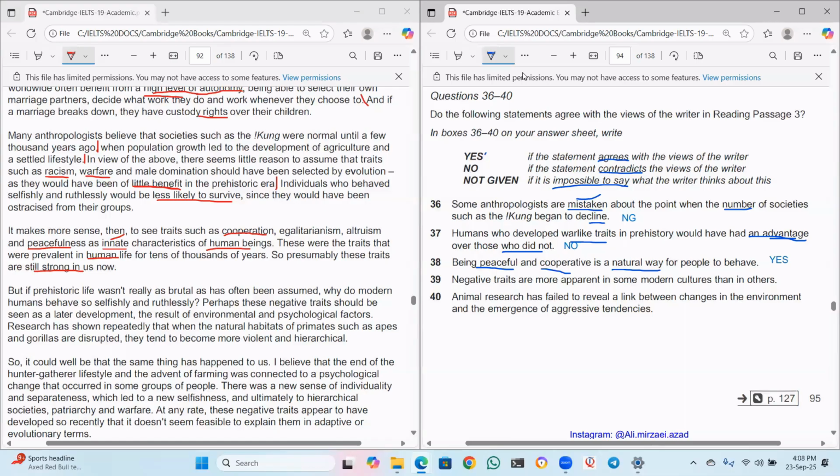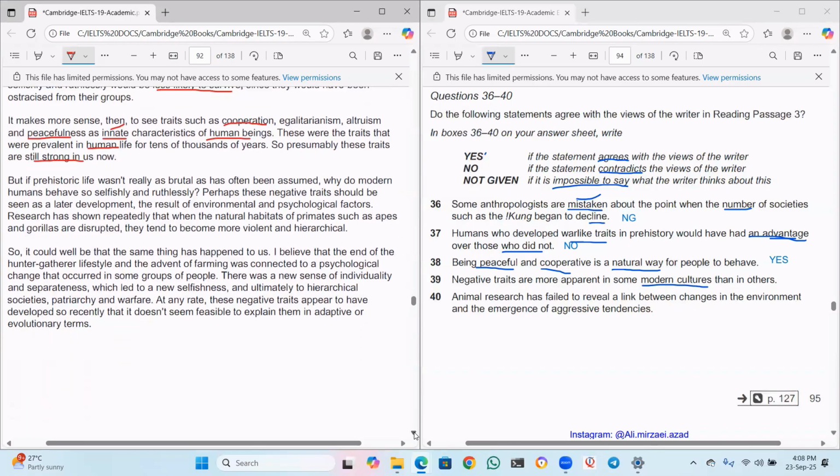Now, next one. Negative traits are more apparent in some modern cultures than in others. Now, here he is comparing. Comparing what? Comparing the modern cultures with other cultures. So we have to look whether there is any comparison here or not. That is the strategy. Now let us read the next one about negative traits.